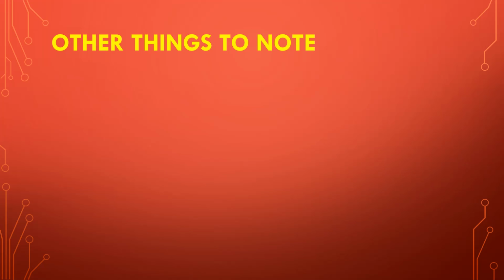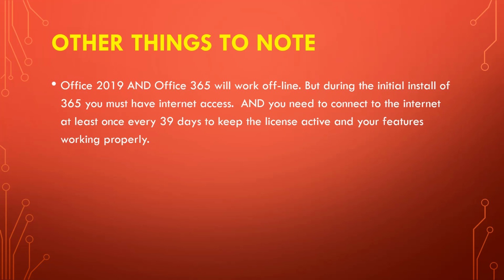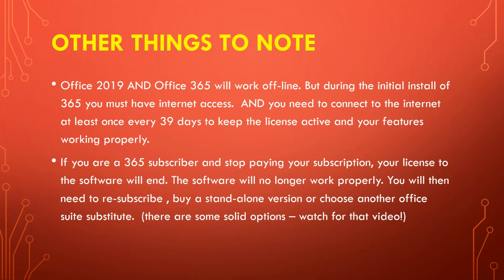So some other things to note. Office 2019 and Office 365 will work offline. But during the initial install of 365, you must have internet access. And you need to connect to the internet at least once every 39 days to keep the license active and your features working properly. If you don't, it will basically come up with an unlicensed product error, and some of the features won't work. So you need to make sure that you connect probably once a month to keep everything working properly.